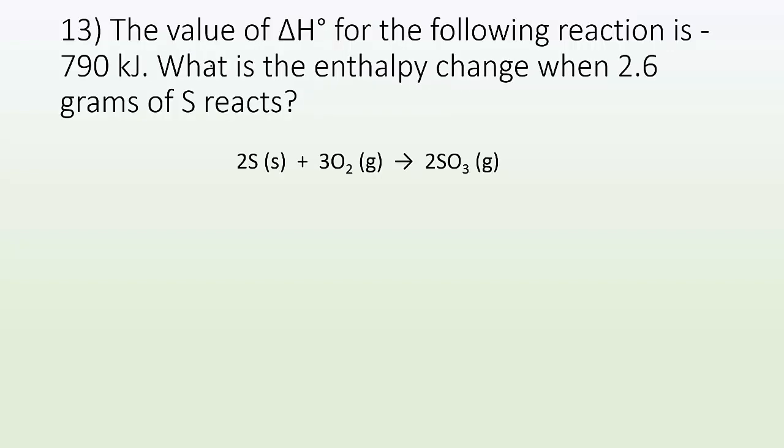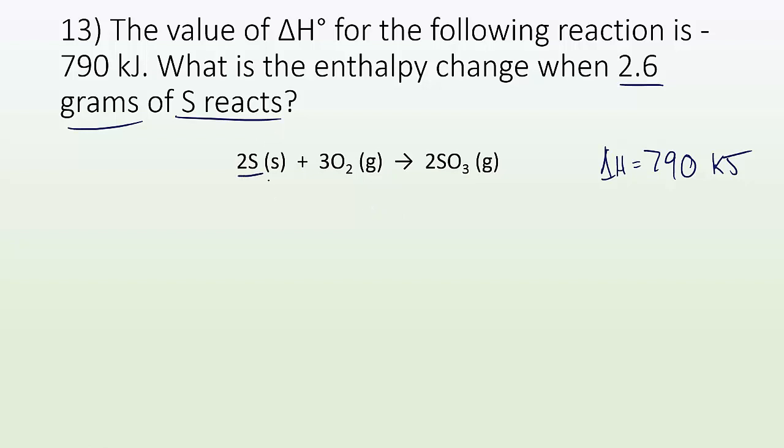13, here we're going to do a little bit of math. It says the value of delta H naught for the following reactions is 790 kilojoules. So that's telling me that the delta H is 790 kilojoules. What is the enthalpy change when 2.6 grams of sulfur reacts? All right, well, what we're going to want to do right now is take a look at this. We're going to set up a proportion.